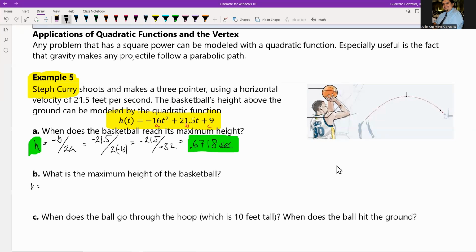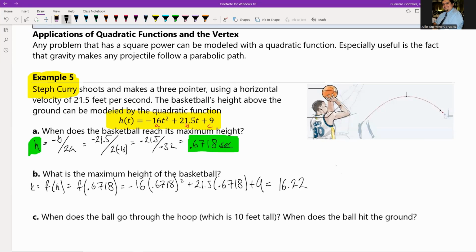So k equals f of h. That's the same thing as doing f of 0.6718. That's going to be negative 16 times 0.6718 squared plus 21.5 times 0.6718 plus 9. And that should give you something around 16.22.